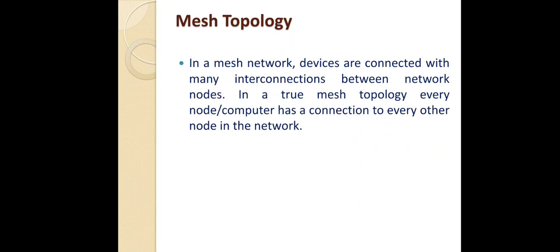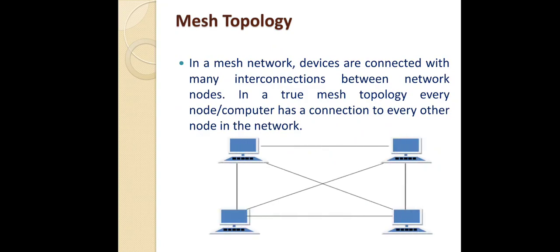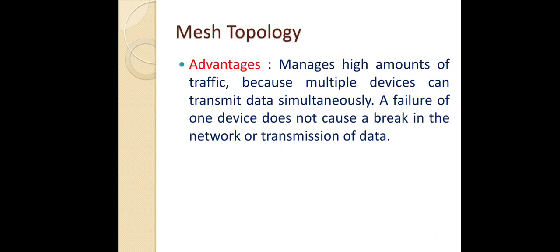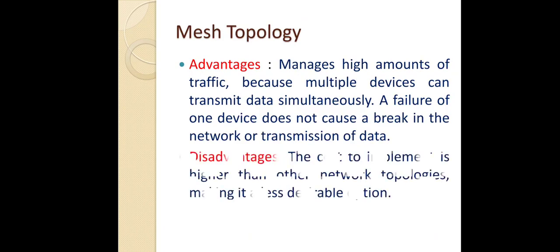After that, we have another type of topology called mesh topology. As seen in the diagram, in a mesh topology, devices are connected with each other through different interconnections. That is, in true mesh topology, every computer or node has a connection to every other node in a network. The advantage of this topology is that it manages a high amount of traffic because multiple devices can transmit data simultaneously. A failure of one device does not cause a break in the network or the transmission of data. While the disadvantage of this topology is that the cost to implement is higher than other network topologies, making it a less desirable option.